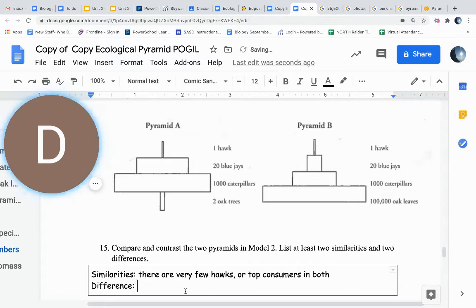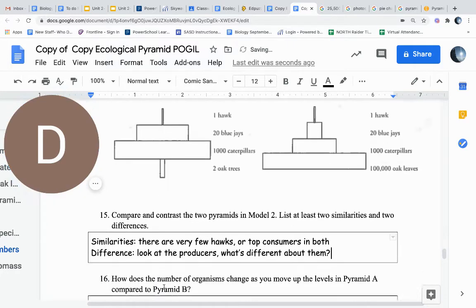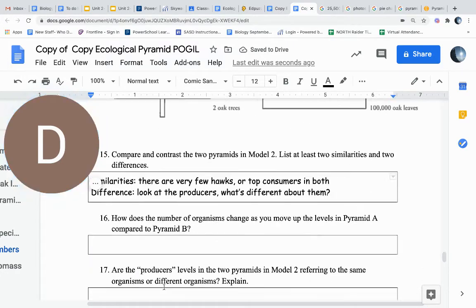And for the differences, I'll give you a clue. So look at the producers. What's different about them? Think about that. So list 2 of each, 2 similarities, 2 differences.